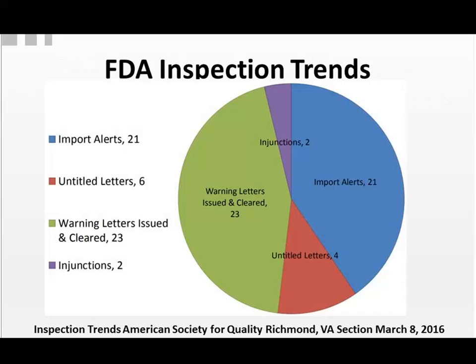When we look at the FDA inspection trends, we see that there are a lot of warning letters issued and cleared. There's also a number of import alerts. It should be noted that a majority of issued injunctions and import alerts, warning letters, and untitled letters, a good amount of these are to international companies.